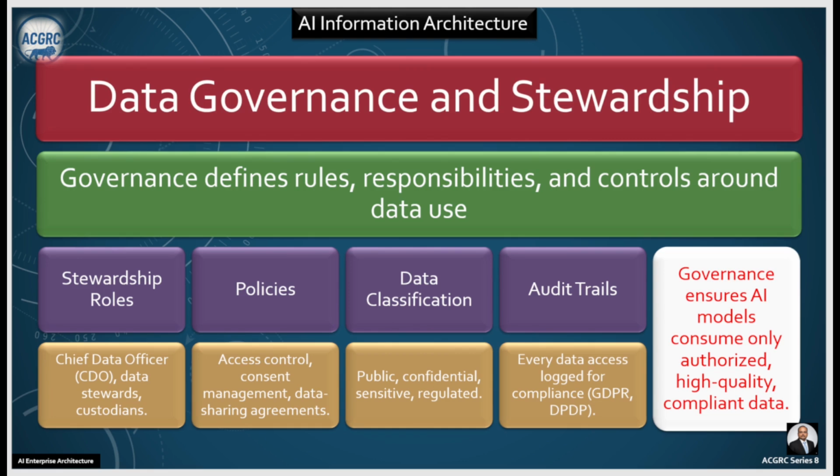Moving on, the next is data governance and stewardship. Governance defines rules, responsibilities, and controls around data use. We have chief data officers, data stewards, custodians. These are categorized as stewardship roles. Then you have access control, consent management, data sharing agreements. That is your policies. Then you have classification of data, which could be public, confidential, sensitive, or regulated. So that's data classification.